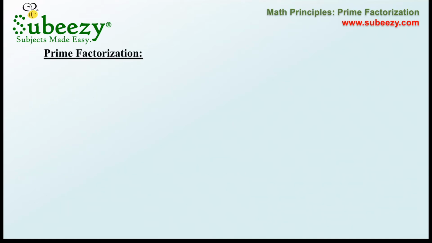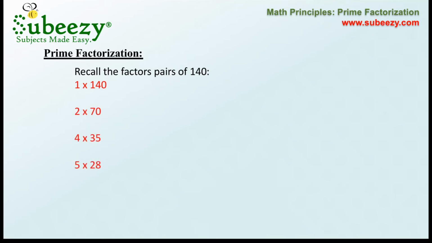So now that we have discussed what factors are and what prime numbers are, we can now combine this and discuss prime factorization. Recall the factor pairs of 140. We had 1 times 140, 2 times 70, 4 times 35, 5 times 28, 7 times 20, and 10 times 14.